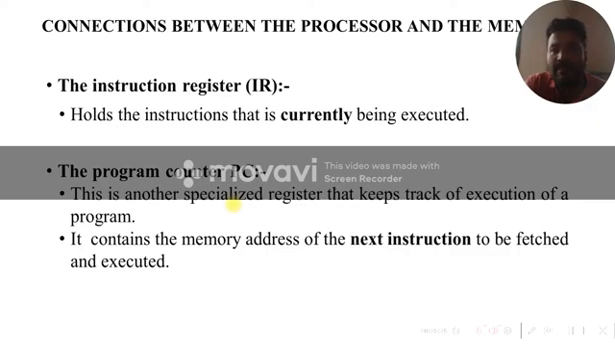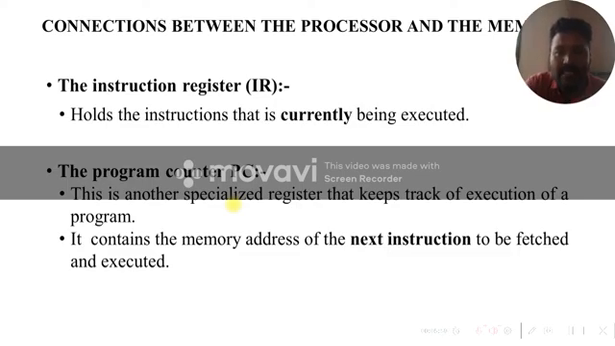Okay, so there are many kinds of instructions that are being given to a central processing unit. In that, the instruction register plays a vital role in holding the instructions that are currently being executed. Next one is the program counter. The program counter is a specialized kind of register that keeps track of the execution of a program. In simple words, the program counter stores the next instruction to be executed.